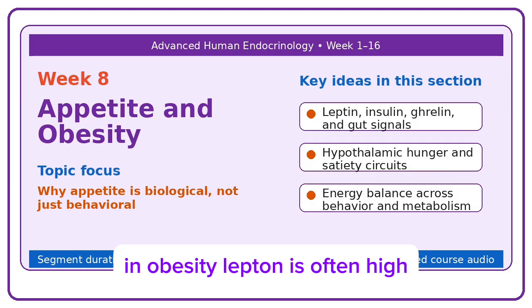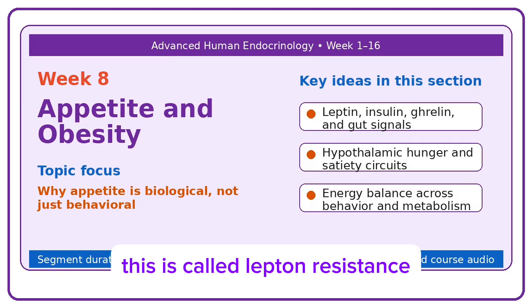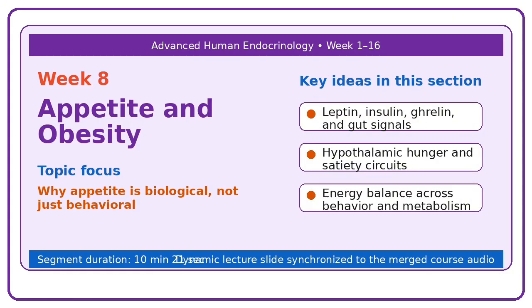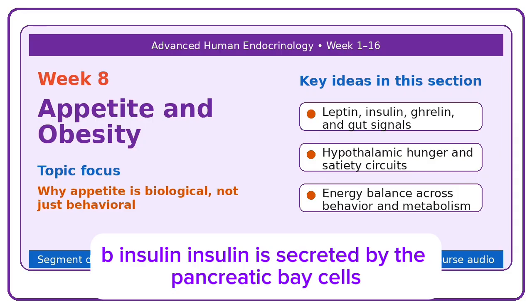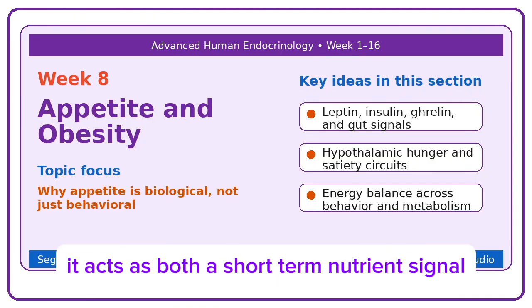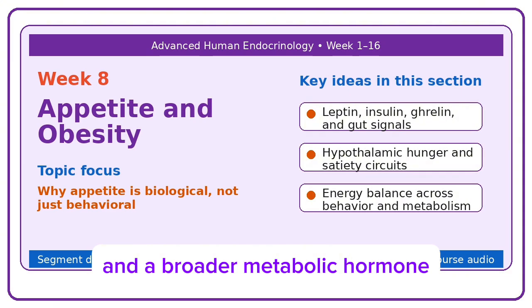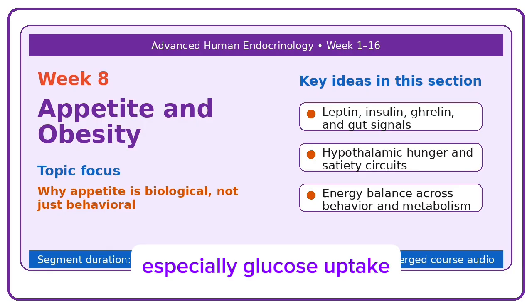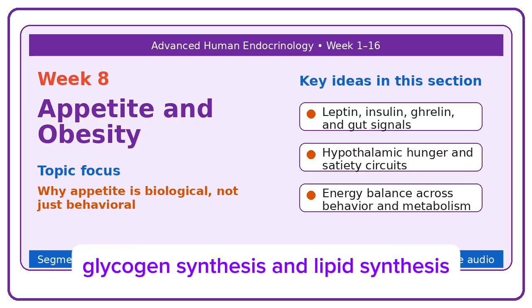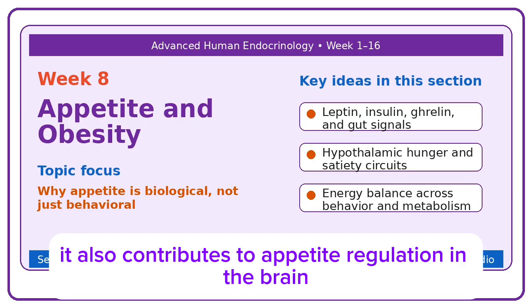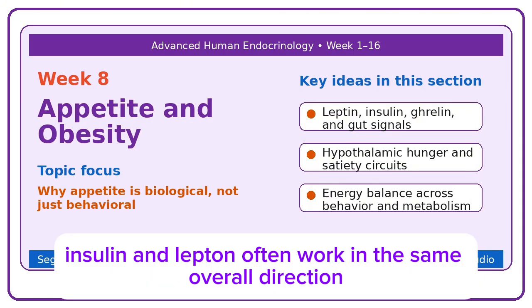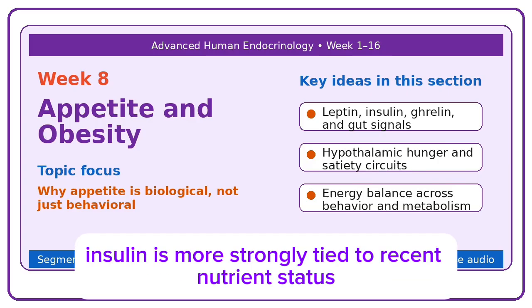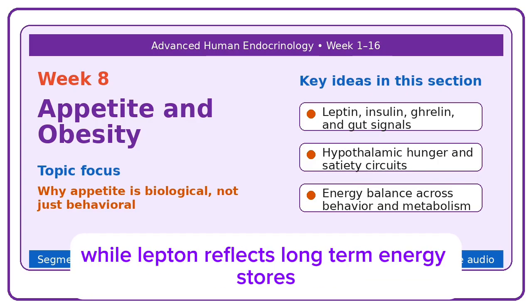In obesity, leptin is often high, but its effect is weaker than expected. This is called leptin resistance. The body has the signal, but the brain does not respond normally. B. Insulin. Insulin is secreted by the pancreatic beta cells. It acts as both a short-term nutrient signal and a broader metabolic hormone. After meals, insulin helps promote nutrient storage, especially glucose uptake, glycogen synthesis, and lipid synthesis. It also contributes to appetite regulation in the brain. Insulin and leptin often work in the same overall direction, but they are not identical signals. Insulin is more strongly tied to recent nutrient status, while leptin reflects long-term energy stores.